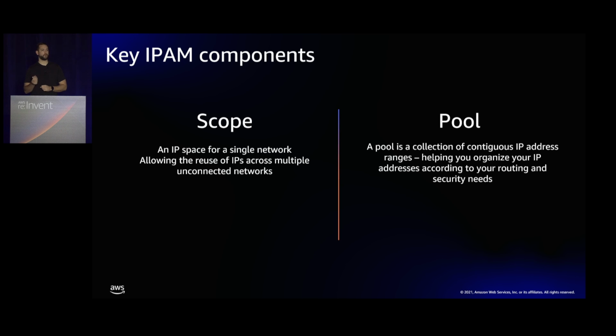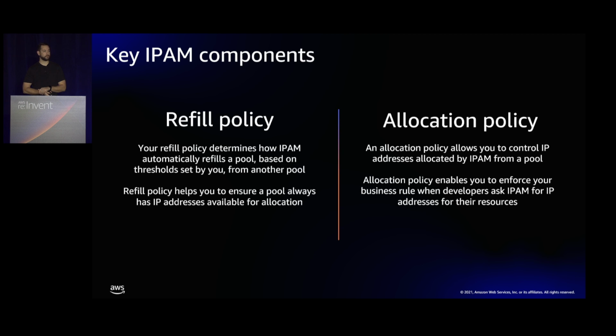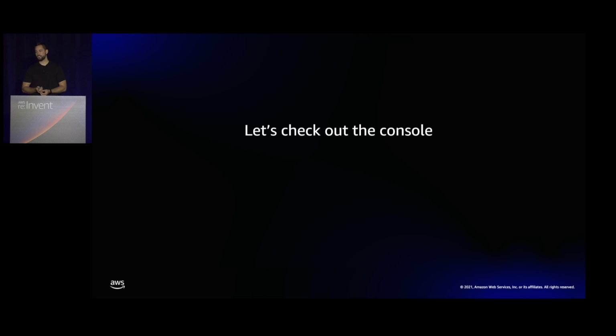Within each of those scopes, we'll create pools as well, which you can then allocate out your IPs, and we'll talk more about pools. You can also set a refill policy so that if you have a top-level pool, it can refill some of the sub-level pools from itself when you start running out of IPs in those sub-level pools. And you can also create an allocation policy as well, so you can enforce business rules across your addresses for your different business units and such. Let's jump in and check out the console though.